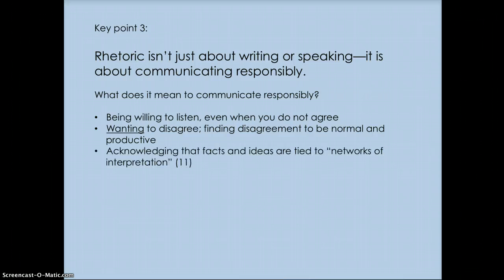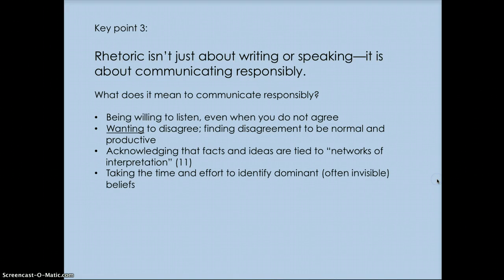It's also important to keep in mind that communicating responsibly means acknowledging that facts and ideas, things that we tend to think of as being indisputable, are really tied to a network of interpretation or multiple networks of interpretation. I think that in ancient rhetorics there are some really good examples of this, how you can't necessarily just read something only one way or interpret a text only one way, that there are lots of ways that you can interpret any text, and we really need to be attuned to that.